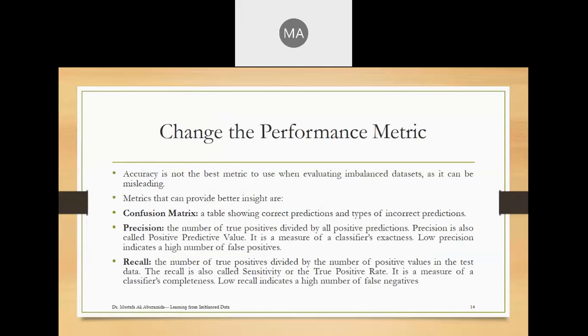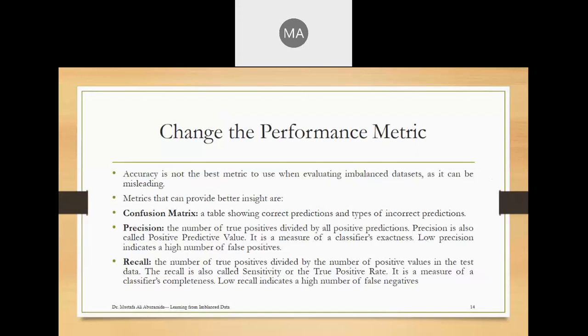First, we will use the confusion matrix. It is a table showing correct predictions and the types of incorrect predictions. It's a summary of what happened during the test phase. From this matrix, we can calculate the precision and recall. The precision is the number of true positives divided by all positive predictions. It is also called positive predictive value.